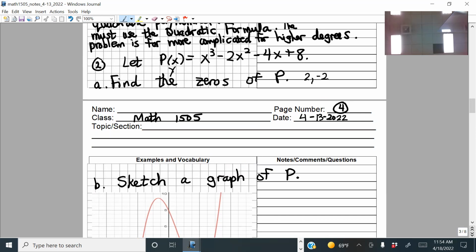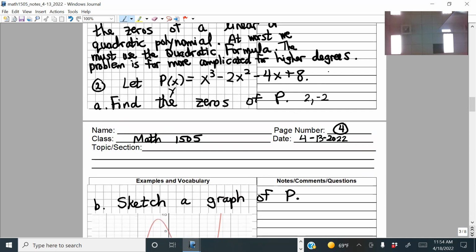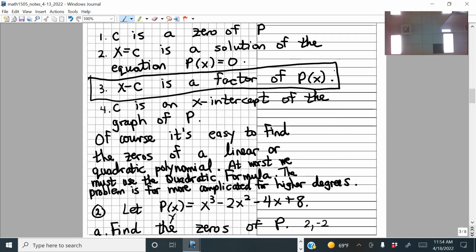But let's see if we can verify that without using the graph. So let's see if we could have found those zeros without looking at the graph. And my only hope here is to be able to do what? So what is this line here telling you? To find those x-intercepts, you're going to have to be able to do what? Factor, right.